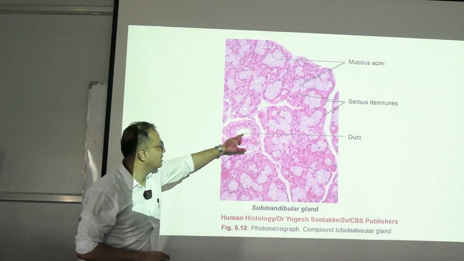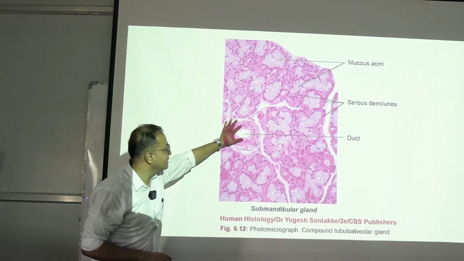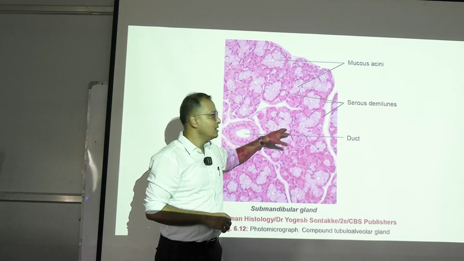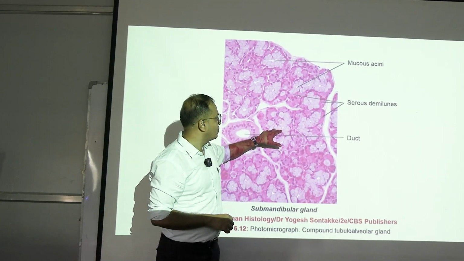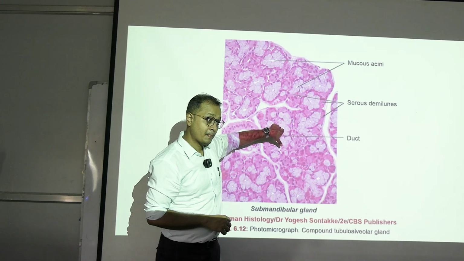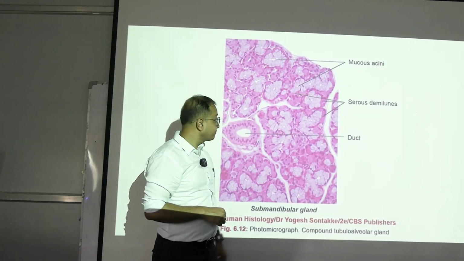So the duct is a central cavity lined by cells, and it has a central cavity, which the glandular element does not have. So this particular glandular element is this one, and this tiny white thing is the duct unit, penetrating inside it.